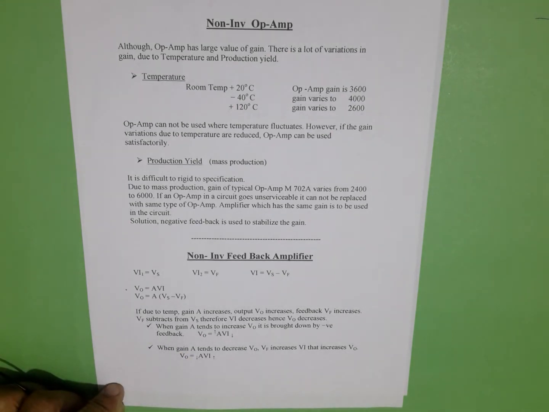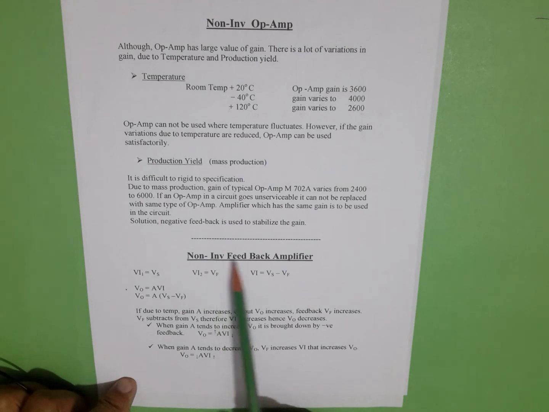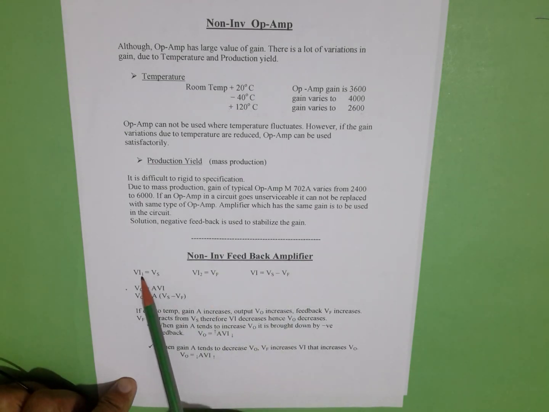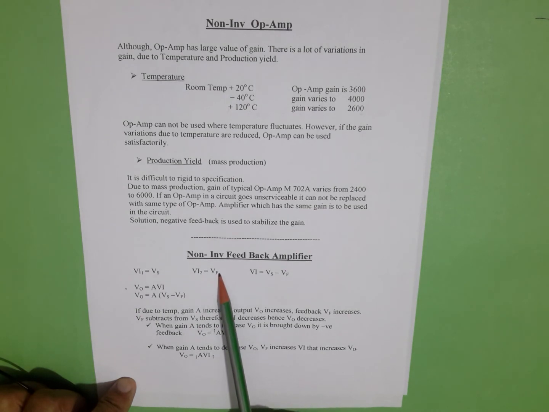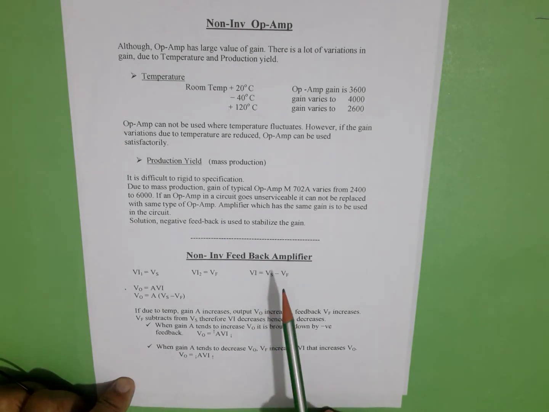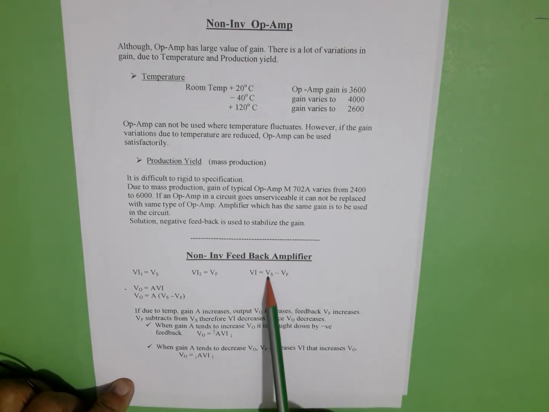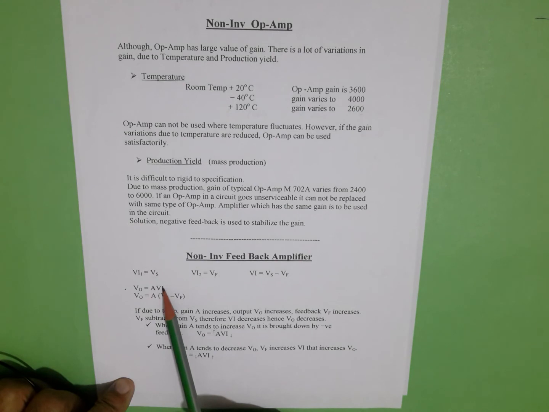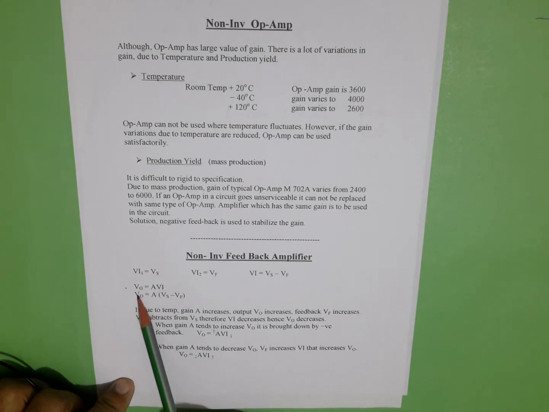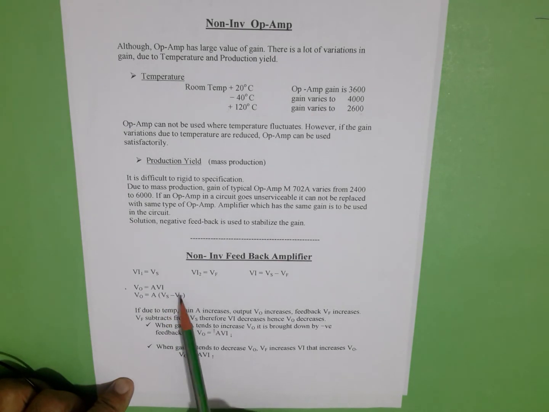Going over the main points again. Non-inverting feedback amplifier: V input 1 is the source voltage. V input 2 is the Vf voltage, the feedback voltage across R2. And V input finally applied to the input impedance is equal to Vs minus Vf. The output formula is V naught is equal to A V input, which can also be written as V naught is equal to A times Vs, the source voltage, minus the feedback voltage.